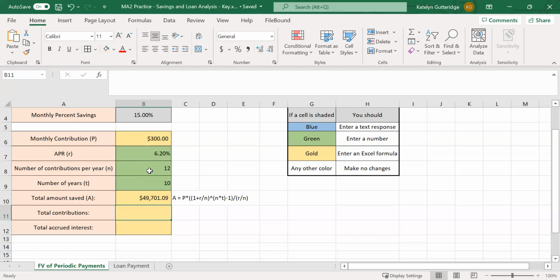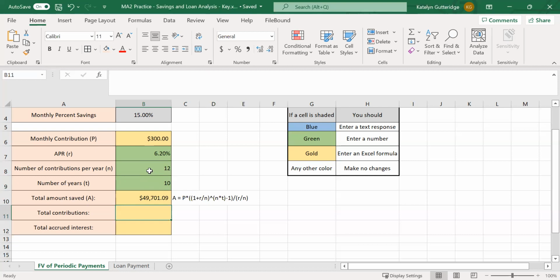Okay, so we have $50,000 in this account, but this represents all the money we paid into the account and all of that interest we earned. So now let's figure out how much money did we contribute and how much free money did we earn on top of that. Okay, so this is where we get to the total contributions and total accrued interest. Total contributions is the amount of money you paid into the account. So this is that $300 you paid every month for 10 years.